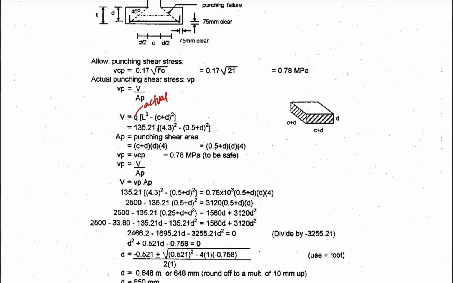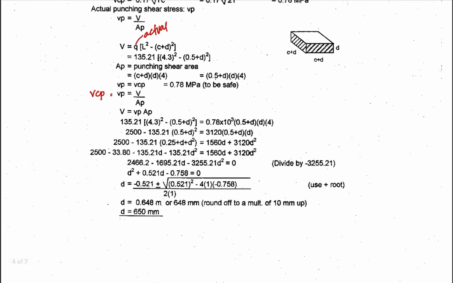So you equate your allowable to your actual to be safe. So therefore your actual is 0.78 megapascal. So you substitute the values. You have now your formula VP, which is equivalent to VCP. So you have V is equivalent to VP times AP.